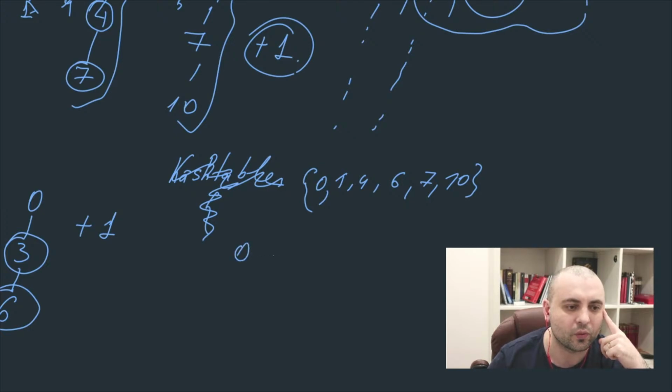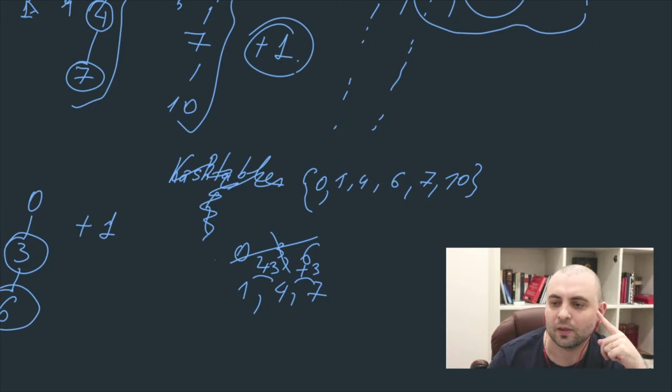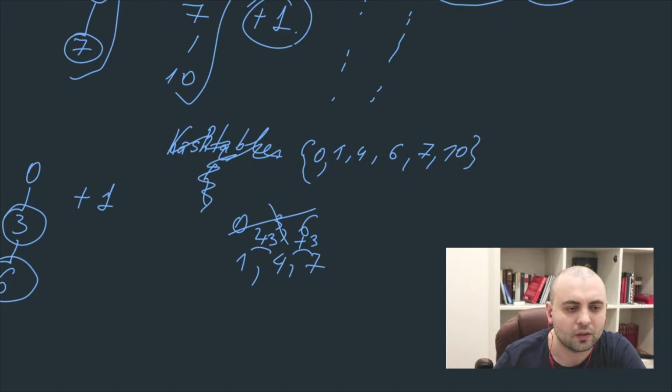So we go with 0. Do we have a 3 and a 6? So we go 3. We don't have it. Then 0 is not a valid starting triplet. We go with 1. We need to search for 4 and 7, because we do 1 plus diff, and then plus diff again. So in this case, we have our triplet. We increment it by 1. We go next with 4. It should be 7 and 10.